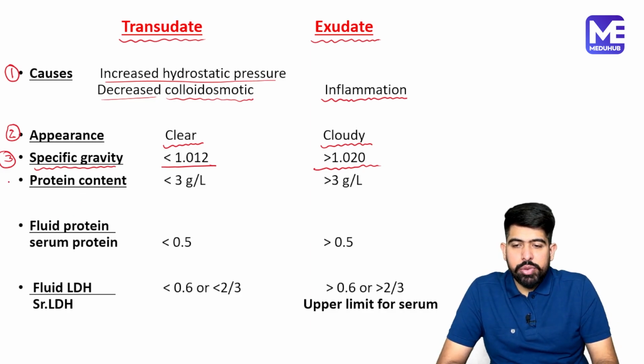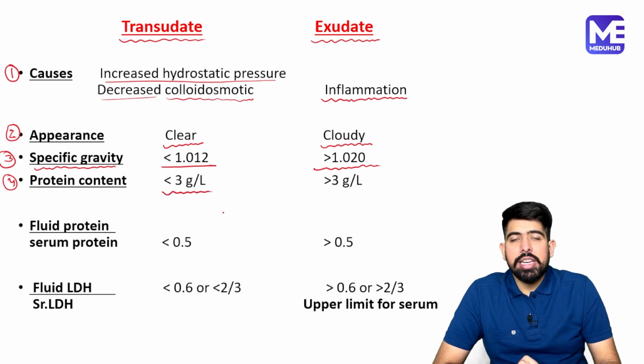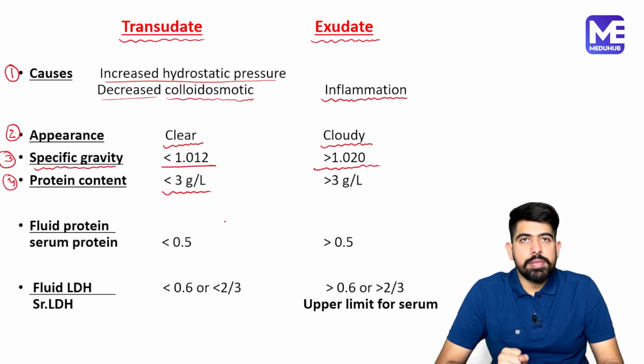The fourth thing by which we can differentiate is the protein content. If there is a transudate, there will be less than 3 gram per liter protein there.